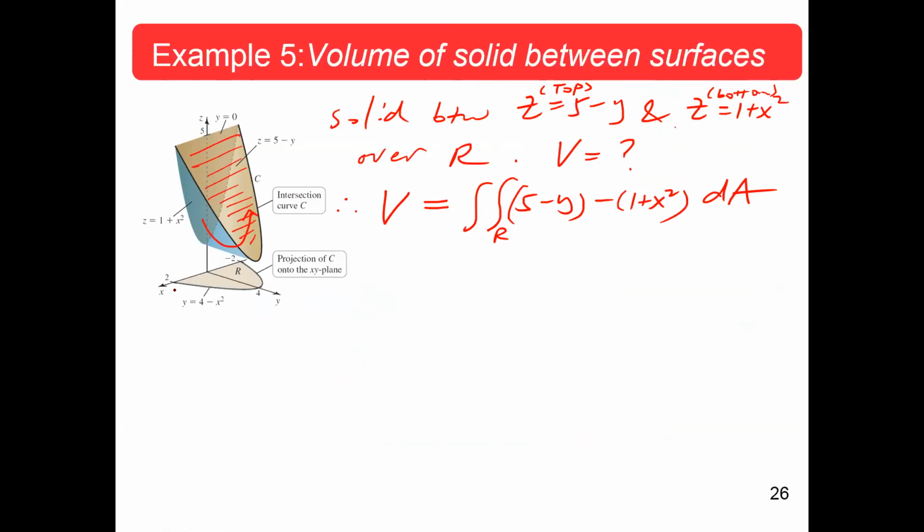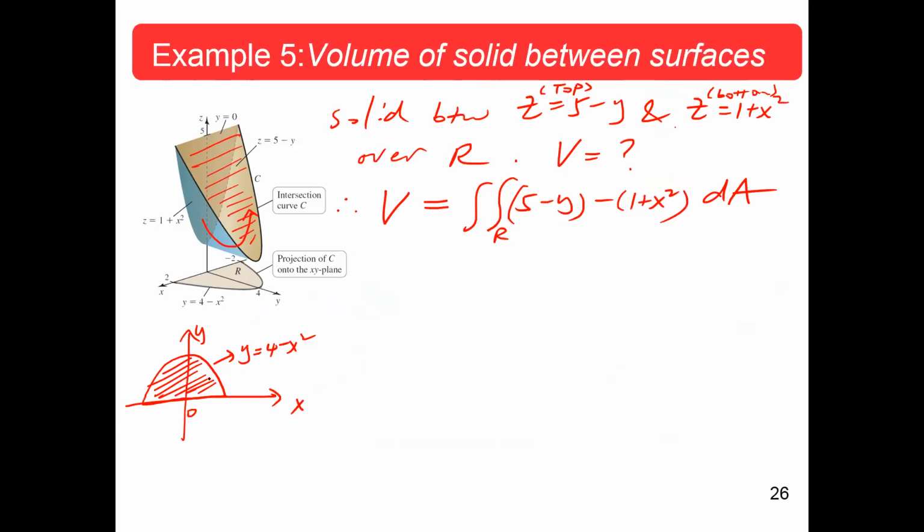Okay, now let's look at this region R. I'm going to sketch the region R on only the xy plane. So the region R looks like it's only constrained by this parabola, which is y equals 4 minus x squared, and constrained by the x-axis. Therefore, this is region R.